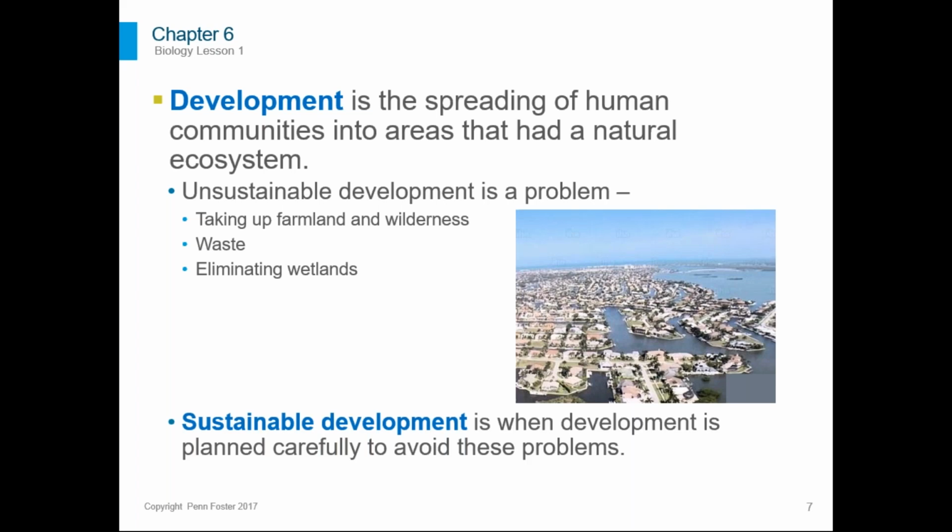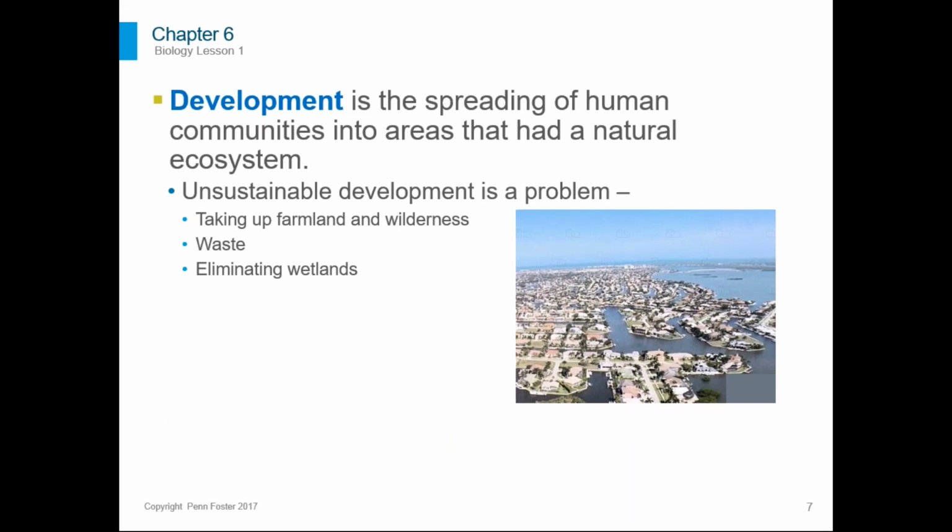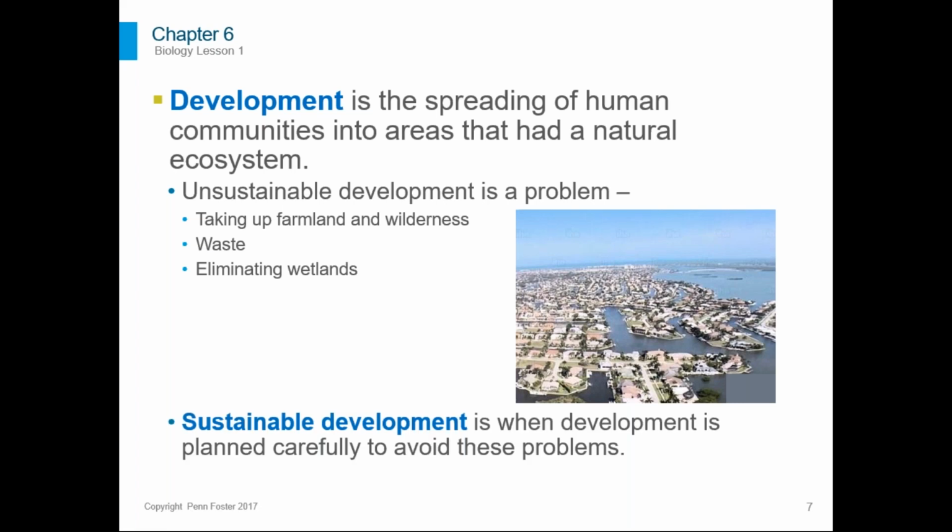A particularly bad habit is developing near coasts and draining wetlands. Wetlands help filter our drinking water, and they provide a buffer for storms and floods, but we drain them away and build on them, or build developments out into the water with no buffer zone at all. Like you can see in this picture in Florida. So sustainable development is when development is planned carefully to avoid problems like this.